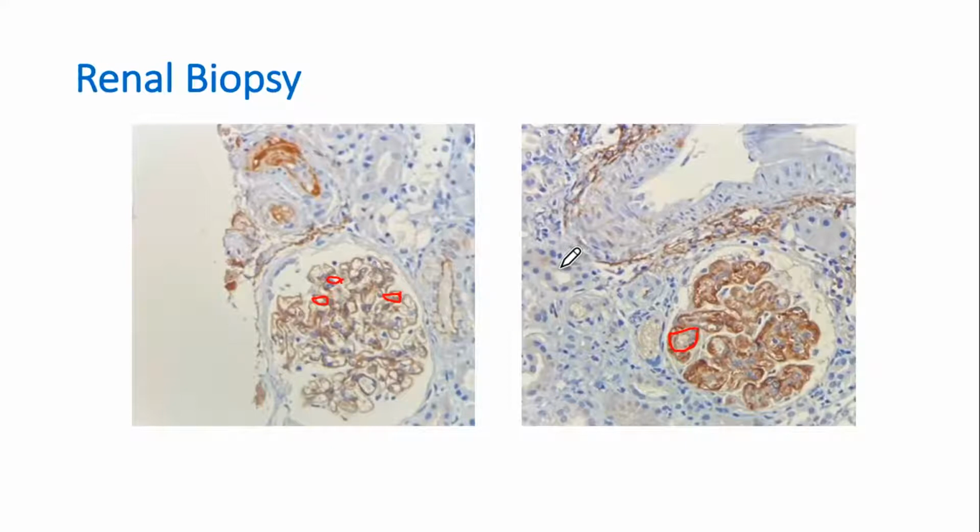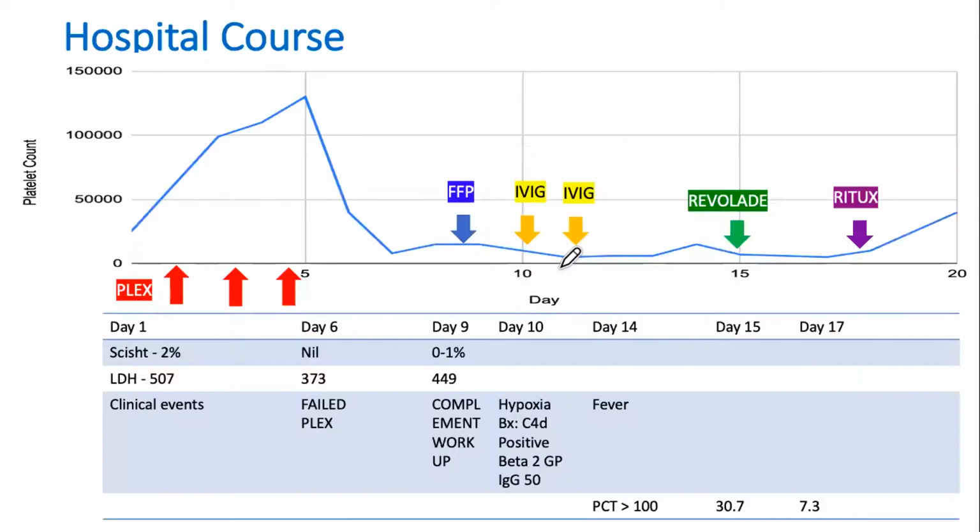So our plan was to continue PLEX further, but he had severe thrombocytopenia. And on the same day in the evening, we got the beta 2 glycoprotein report, and it was also elevated. So at this point of time, we gave him high dose IVIG, and subsequently the patient got stabilized, and within a day he was shifted back from the ICU to the room.